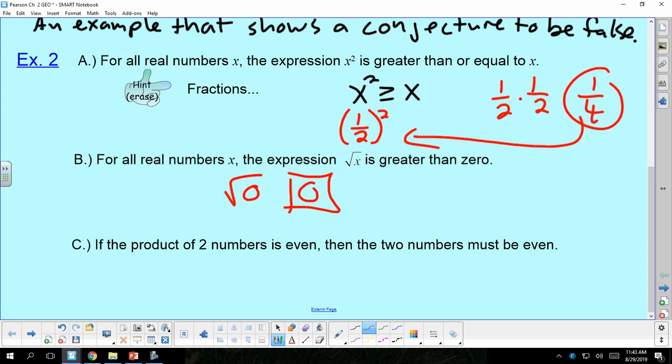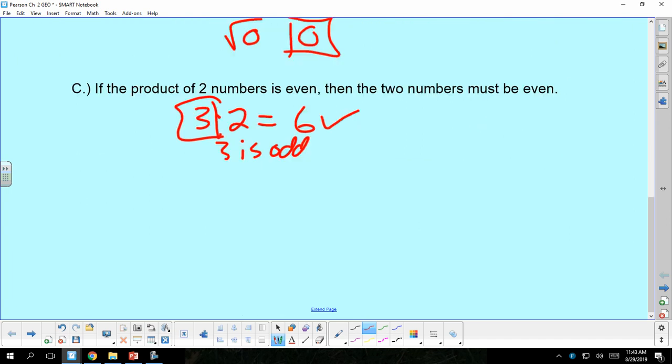3 and 2. Let's see. 3 times 2. Does that equal an even number? Check. Are they both even? No. 3 is odd. So that is a counterexample to that conjecture. Okay? If the product of two numbers is even, so we need to come up with something where this is true, but this is not true. So we have the product of two numbers being even. However, the two numbers are not both even because 3 is odd. Excellent.